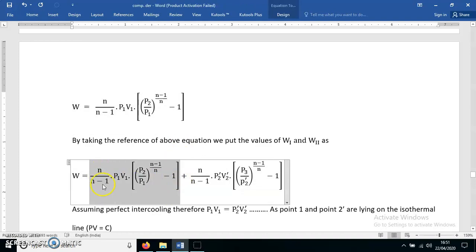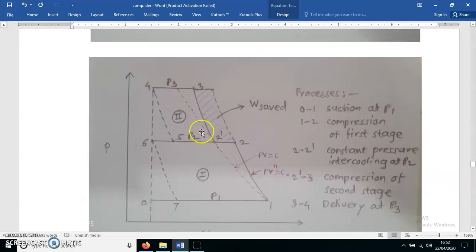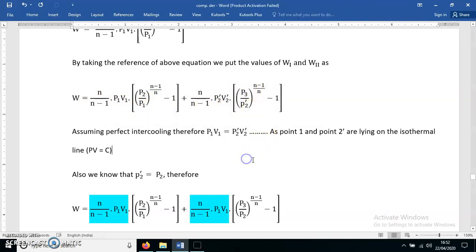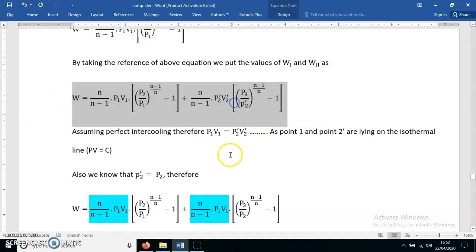W of first stage is n upon n minus 1, P1 V1, [(P2 by P1) raised to (n minus 1) upon n] minus 1. Now in a similar fashion, area behind the curve 2 dash to 3, that is the second stage compression, is written as n upon n minus 1, P2 dash V2 dash, [(P3 by P2 dash) raised to (n minus 1) upon n] minus 1. Just take the reference of this equation and apply the same equation for 2 dash to 3, you will get this expression. So by adding these two, we are getting the final expression like this.